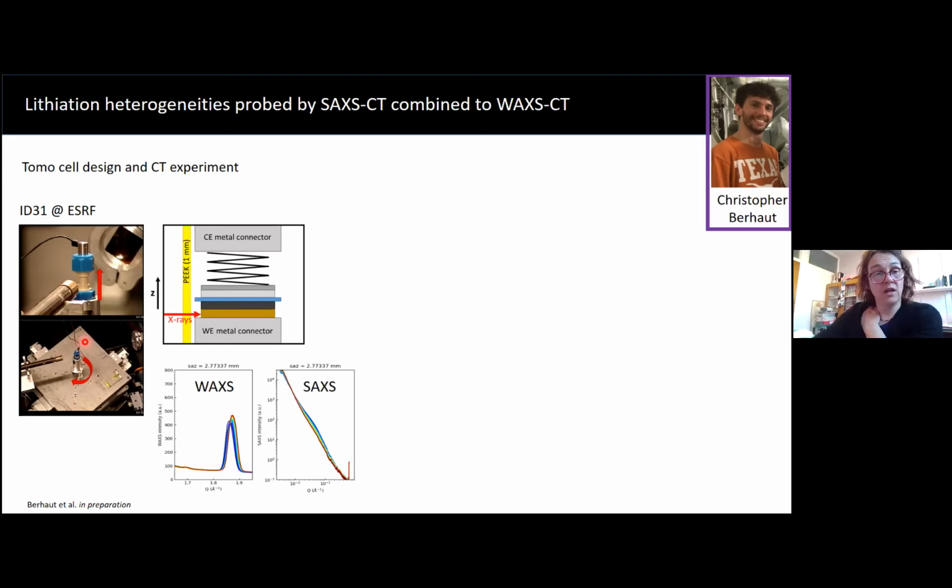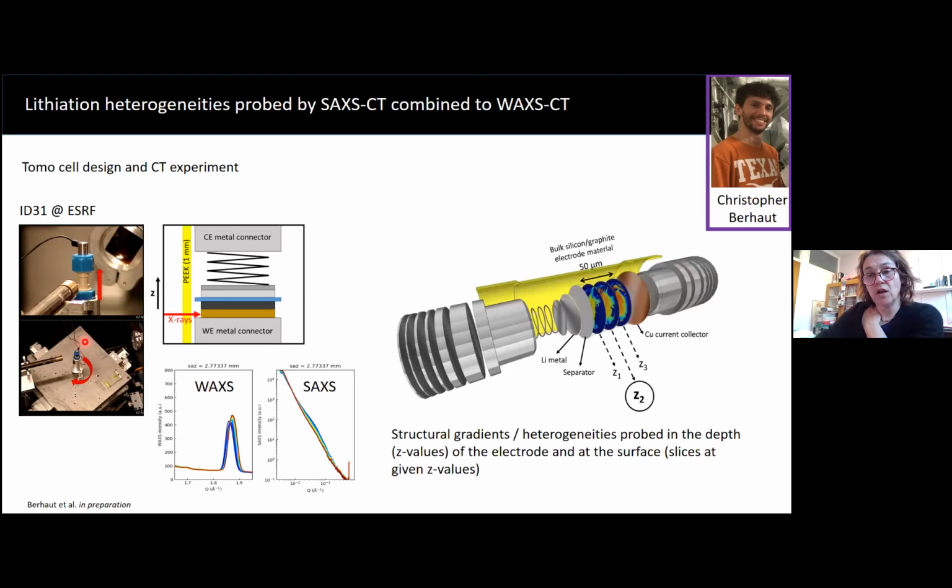And if I show it again in a more 3D expanded view, our cell is like this. We have a 50 micron thick electrode. And what we do is we select 3 positions in the middle of the electrode, close to the current collector and close to the separator. So we select 3 positions in height and we do the tomography. We get a slicing of the data.